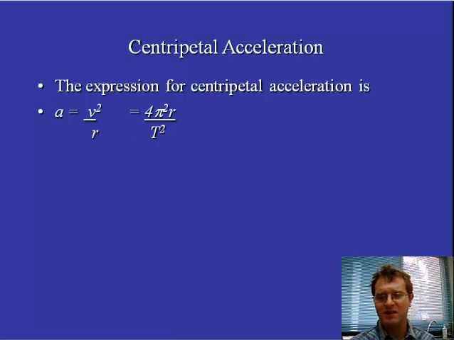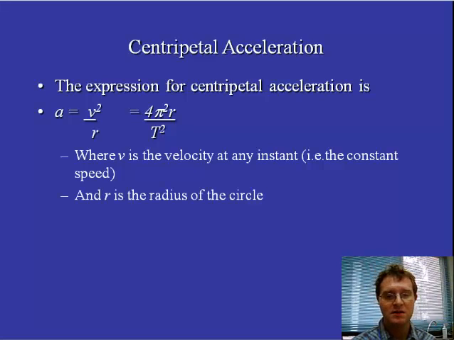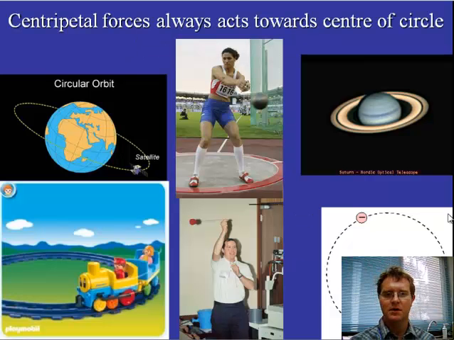We can break this down. v is the velocity at an instant in time, i.e. the constant speed. r is the radius of the circle. I've expanded this, so if we think about v, this is going to be the circumference of the circle divided by the period. So therefore I can calculate it in a slightly different way. Acceleration equals 4 pi squared times r divided by T squared, where T is the period of one complete circle.